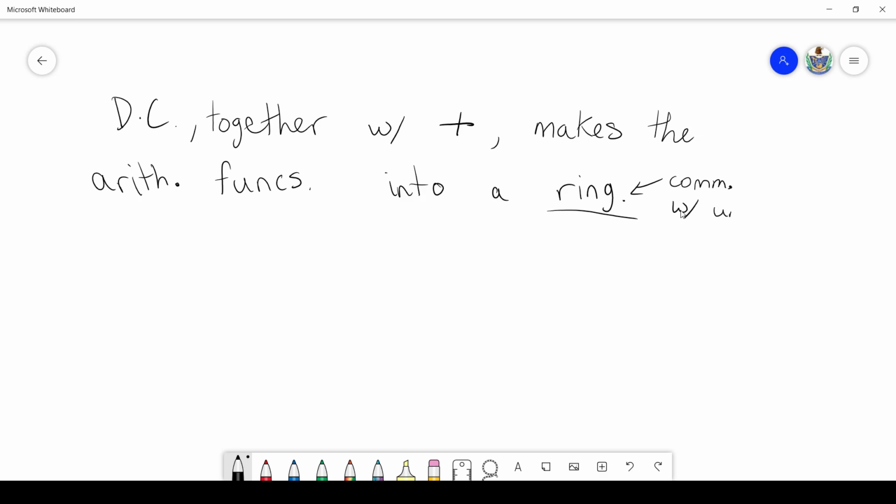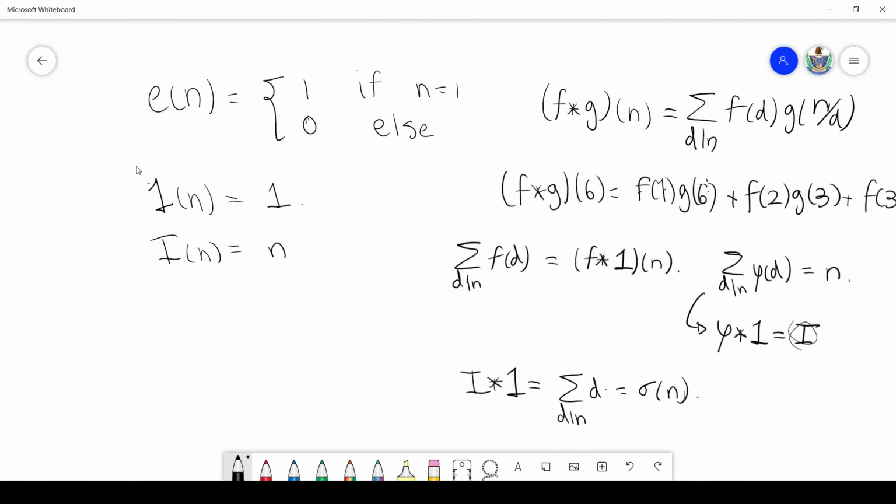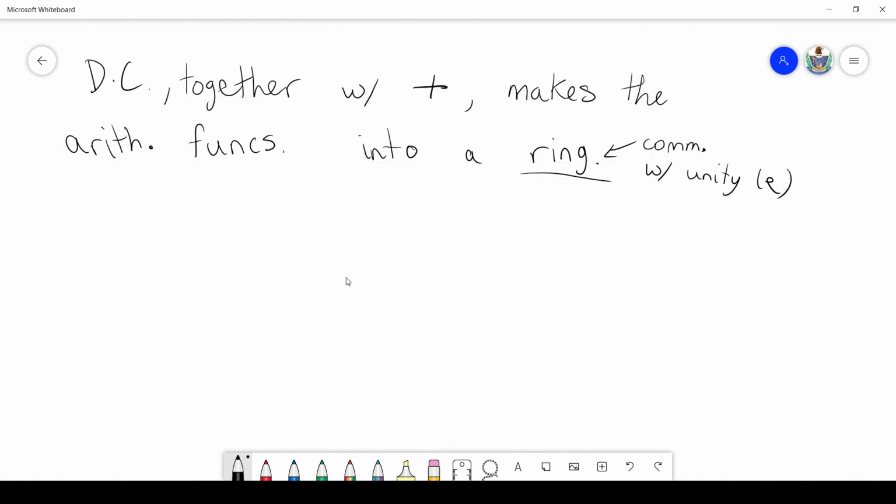with unity. In other words, we have some identity. So the function e of n, which we defined up here, is going to be our identity for Dirichlet convolution. And in addition, not the math addition, just in addition, the multiplicative functions form a subring.